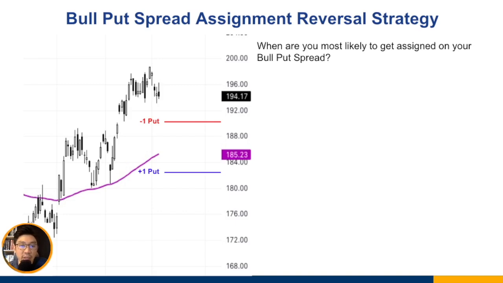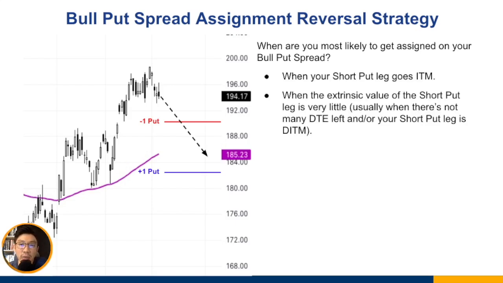Okay, so on the left hand side, you can see the chart down here, and I've put on a bull put spread. The question is, when are you most likely to get assigned on your bull put spread? You will most likely get assigned only if your short put leg goes in the money. For a bull put spread, there are 2 legs. We call this the short put leg, and the long put we call the long put leg. You only have a chance of getting assigned when your short put leg is in the money.